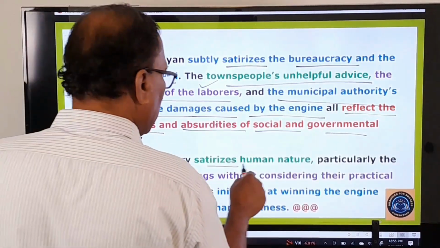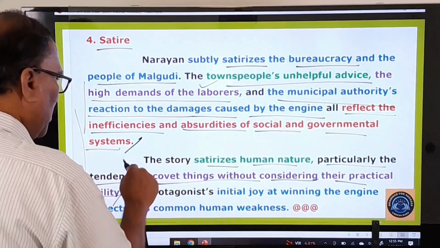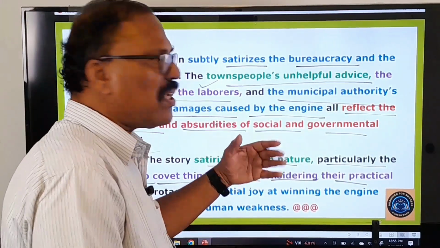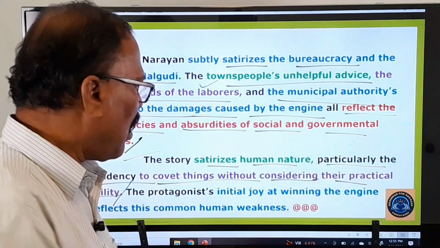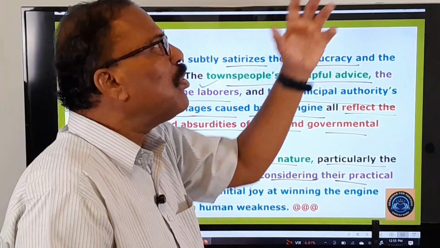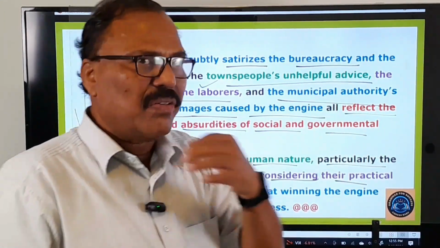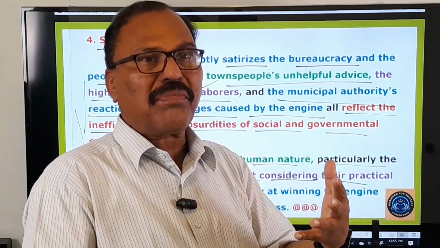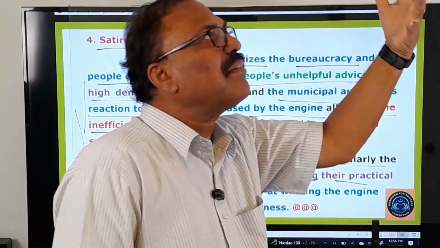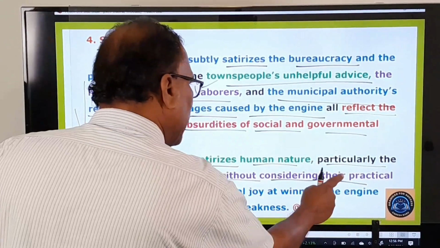The story satirizes human nature, particularly the tendency to covet things without considering their practical utility. So in this story you can find the satire wherein human nature is also satirized. How? Particularly the tendency to covet things without considering the practical utility. Even though you don't need that thing, people start coveting it. Your house is very small, you need a small car, but you are going for some big car. That means meaningless. You are coveting bigger things, though you don't require them, without considering their practical utility.